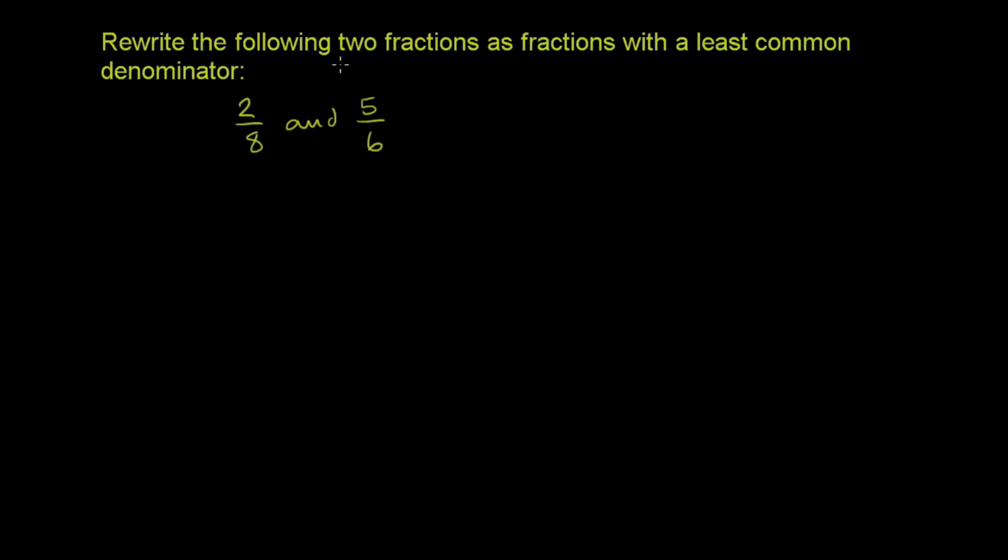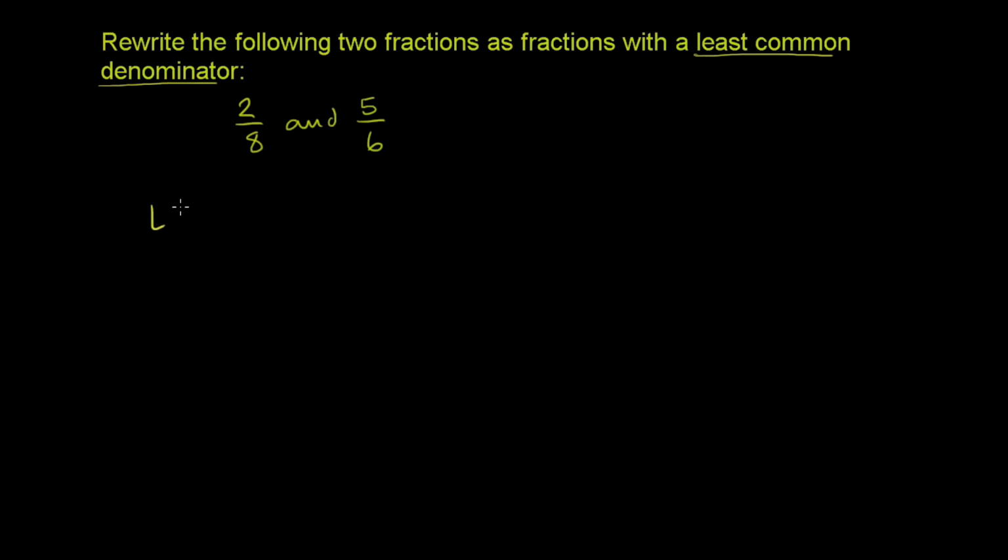We're asked to rewrite the following two fractions as fractions with a least common denominator. So a least common denominator for two fractions is really just going to be the least common multiple of both of these denominators over here. And the value of doing that is then if you can make these a common denominator, then you can add the two fractions, and we'll see that in other videos. But first of all, let's just find the least common multiple.